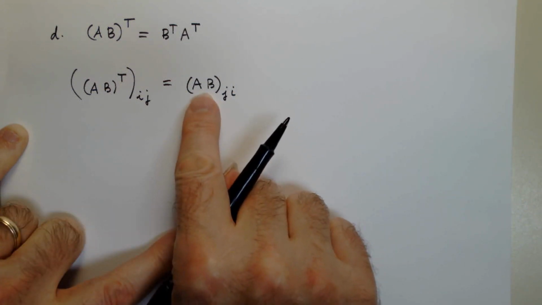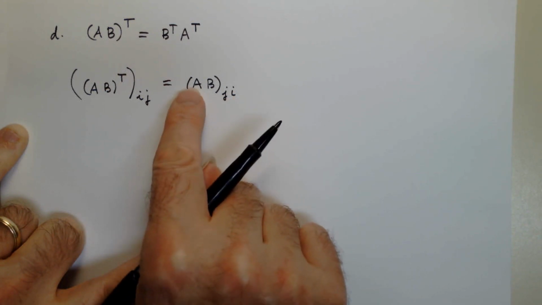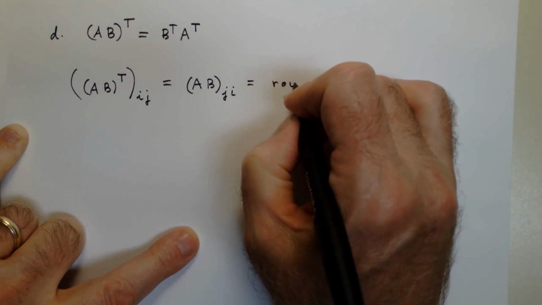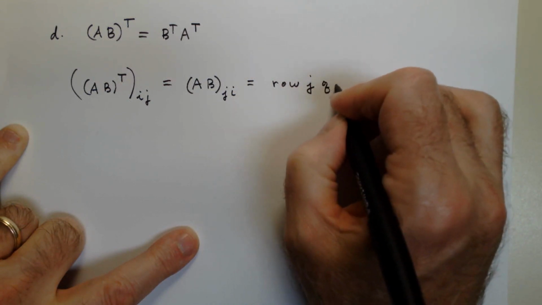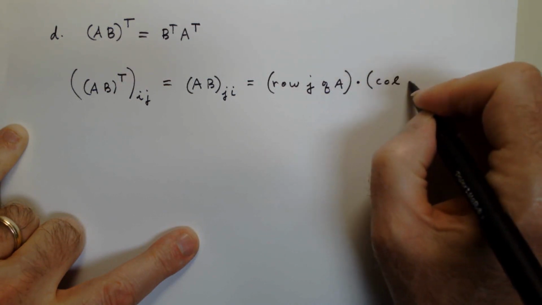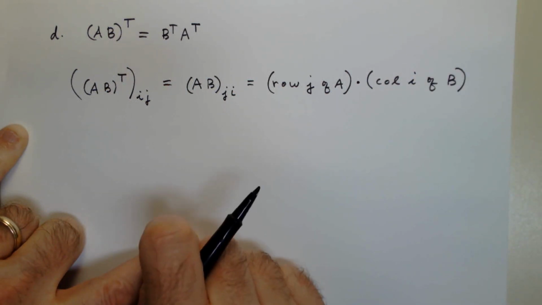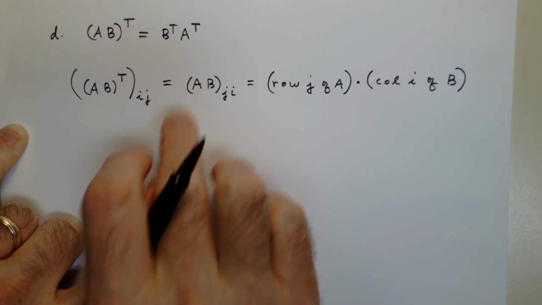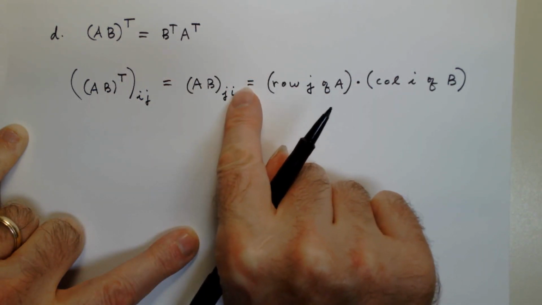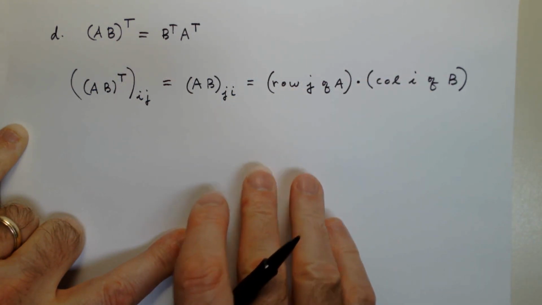Now, let's think about what is involved in this calculation. If I want to find the ji element of the matrix A times B, I have to take row j of A and dot it with column i of B. That's what I have to do. I have to pull a row out of matrix A, and it has to be row j. I have to pull a column out of matrix B, and it's going to be column i. And I have to form the dot product of those two. Now, let's think about this.